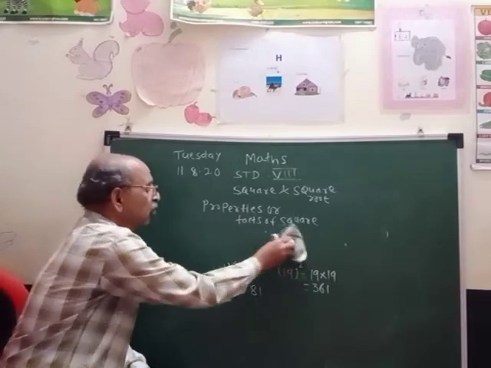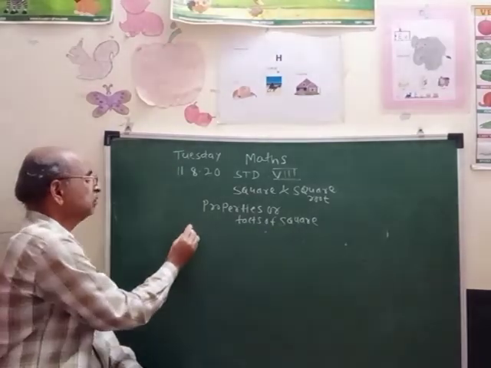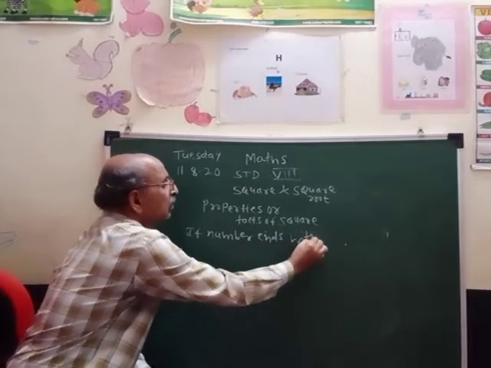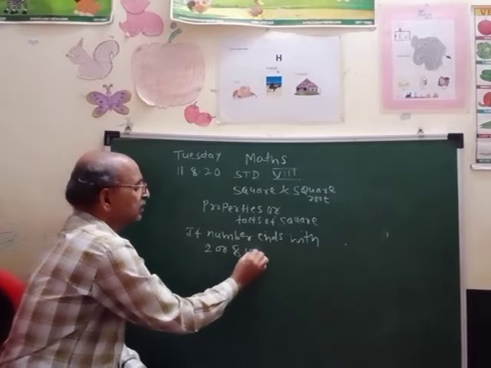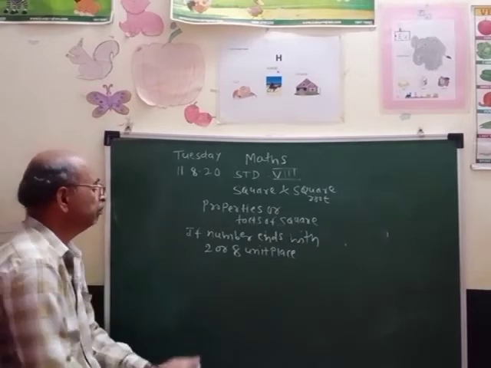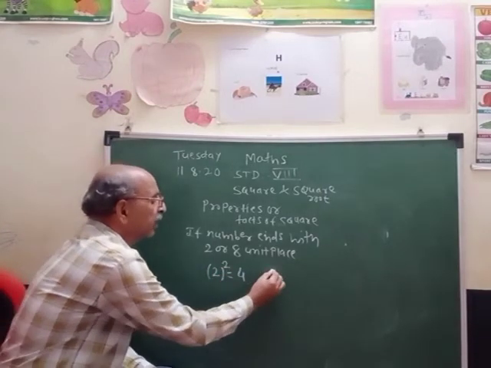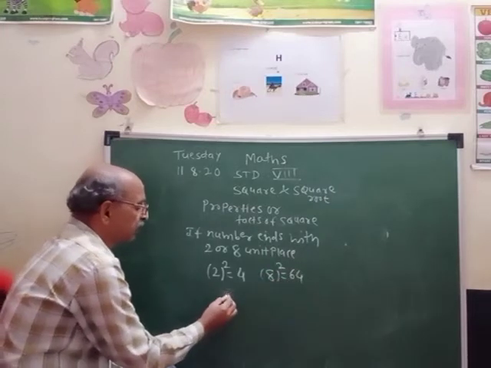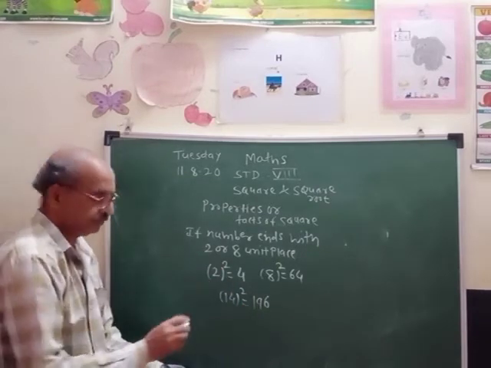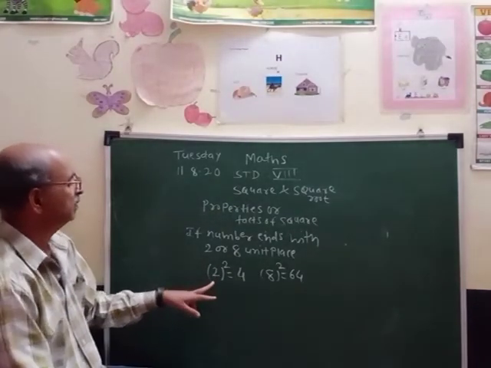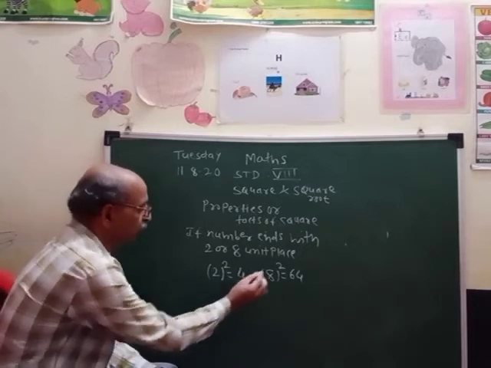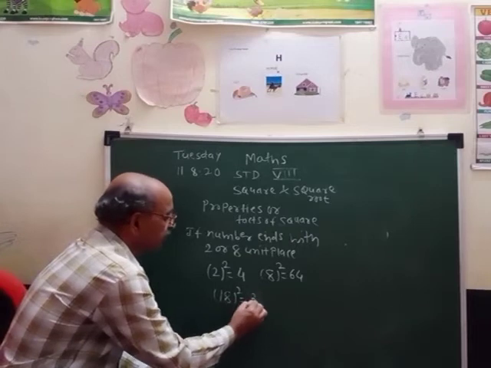One more we see from there only. If a number ends with 2 or 8, means its unit place is either 2 or 8, then when we make the square, the number will come 4. Now see, 2 square is 4, 8 square is 64. If we take 14, 14 square is 196. So when we make the square of a number whose unit place is 2 or 8, its unit place will come only 4. One more you can see, 18 square is 324.